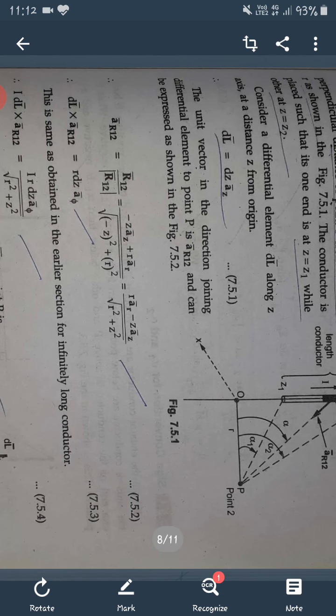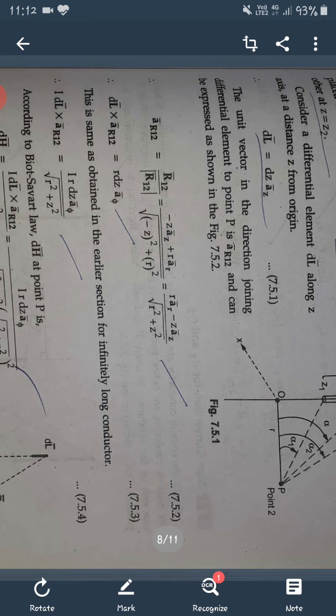So now dl vector cross ar12 will be equal to r dz a phi. We already saw how to get dl cross ar12 when studying the infinite conductor, so this is the same as obtained in the earlier section. So I dl vector cross ar12 will be written as I r dz a phi by square root of r square plus z square.